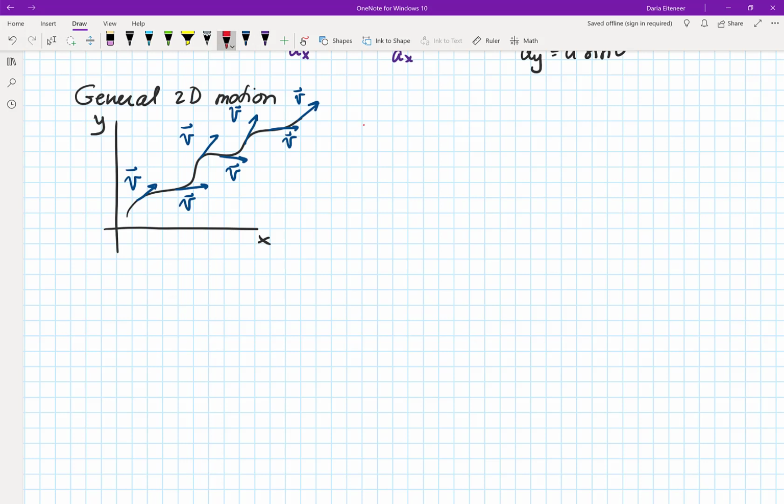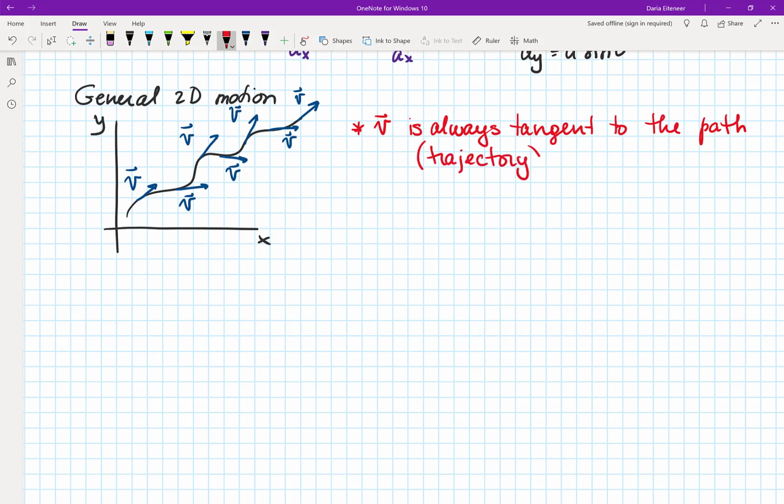So let me write that too. Velocity vector is always tangent to the path, or you can also say trajectory. Okay, and this is true in 1D, 2D, or 3D motion. Okay, so whatever the shape of the path is, you can always draw a velocity vector at every point by drawing a tangent to that path. So this is kind of generic motion.